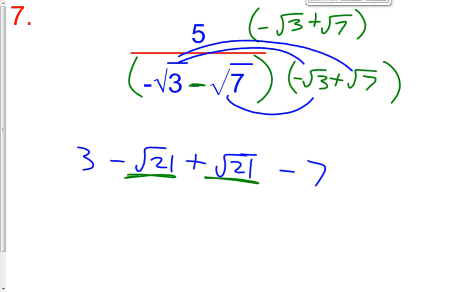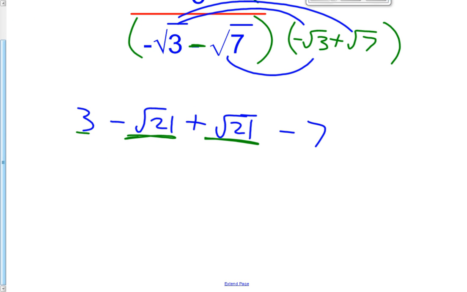Well, 0 square root of 21s, we don't even write that down because it's just 0. So the middle two terms canceled out once again, which always happens with conjugates. And now we get 3 minus 7, and we get a negative 4 in the denominator.